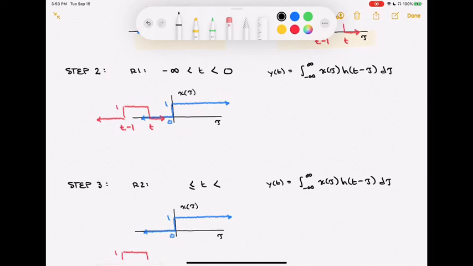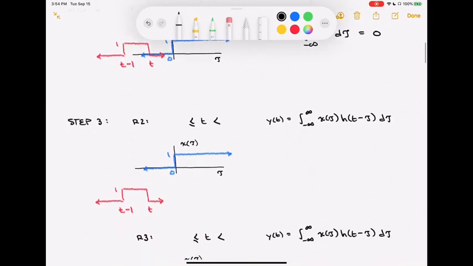So from minus infinity to 0, what do I know? I know that the integral from minus infinity to infinity of x of tau times h of t minus tau, the product of those two, as shown right now, is equal to 0. So I'm integrating a 0 over all time, and that's just going to give me a 0. So this first region is really easy. I get a value of 0 because the product of x of tau times h of t minus tau is 0, and an integral of 0 is 0.